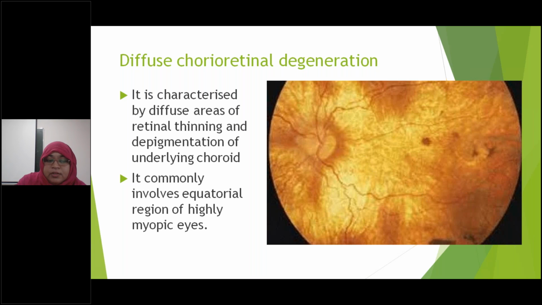It commonly involves the equatorial region of highly myopic eyes. In normal eyes, it can involve the whole of the retina, whereas in myopic eyes, it usually involves the equatorial region because of the increased axial length. As the axial length of the eyeball increases in myopic eyes, there will be stretching on the retina and choroid. Due to this stretching, there is diffuse depigmentation of the choroid along with thinning of the retina.